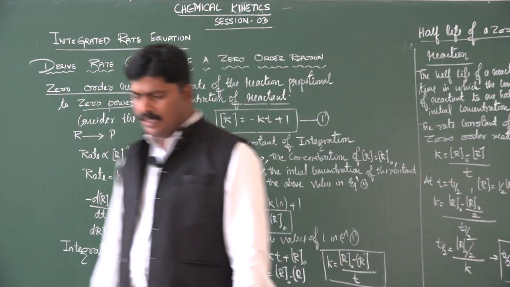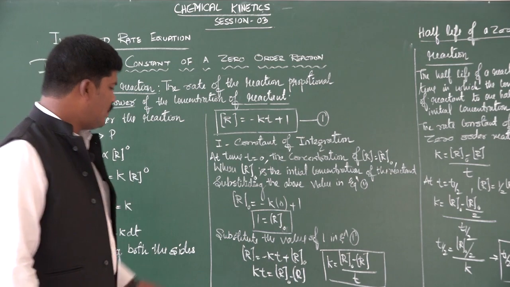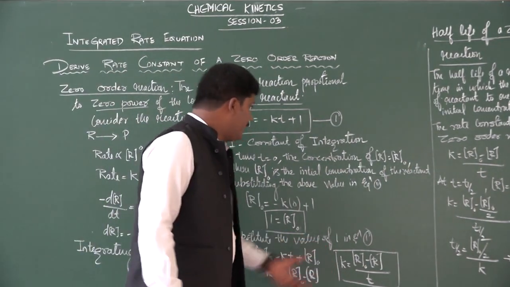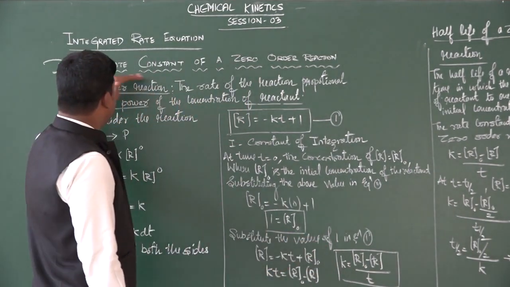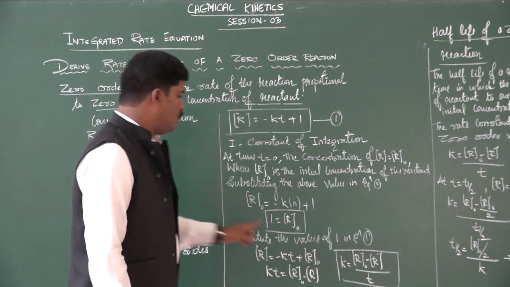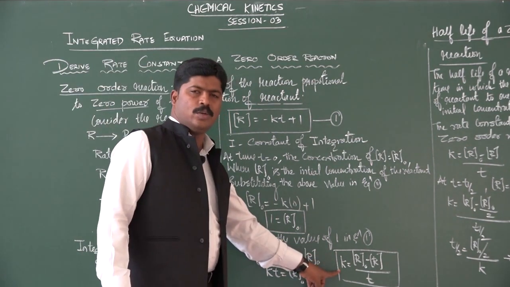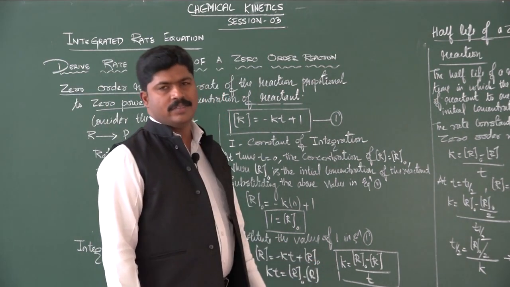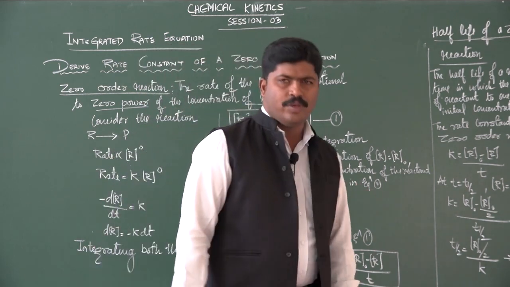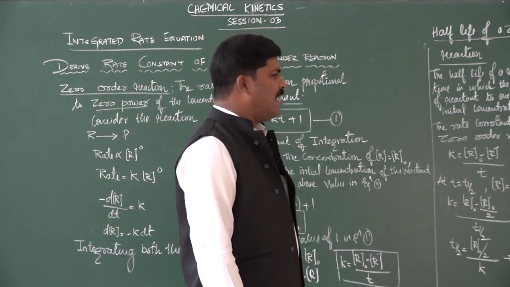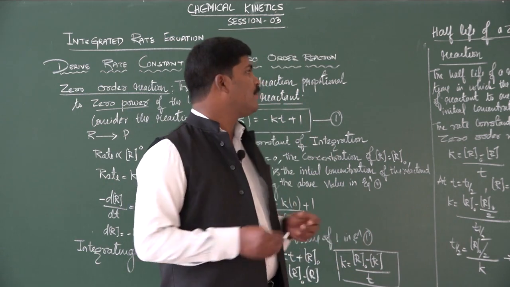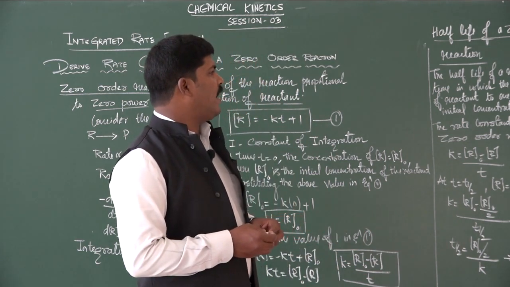So, this will be for 2 marks. This is our final conclusion of the derived rate constant of a zero order reaction, because you know k is a rate constant. So, k is equal to R naught minus R by t. Moving further, we find out the half life, T half, of a zero order reaction.